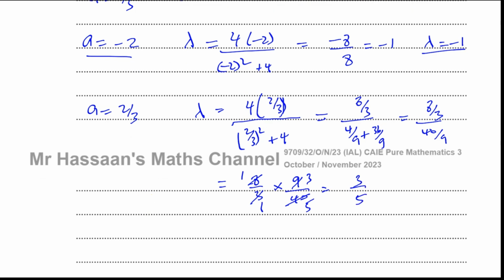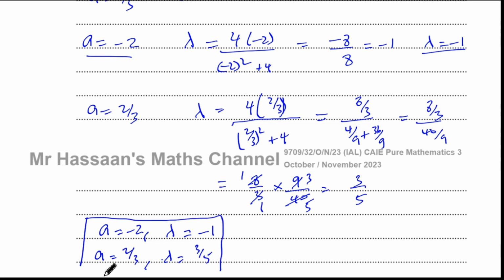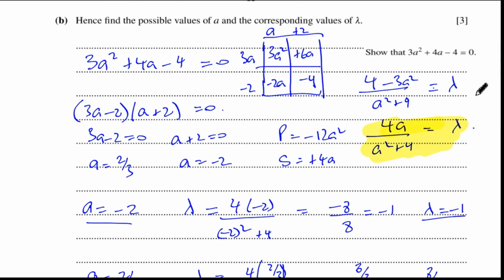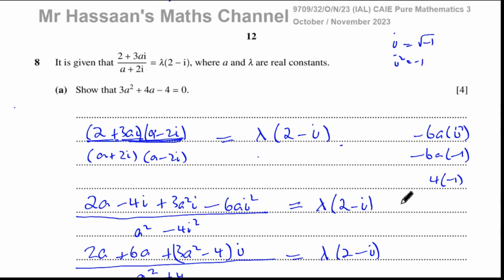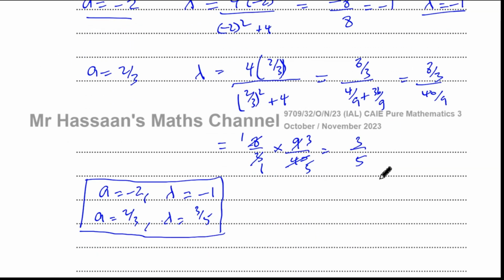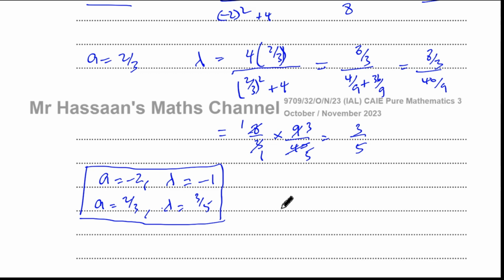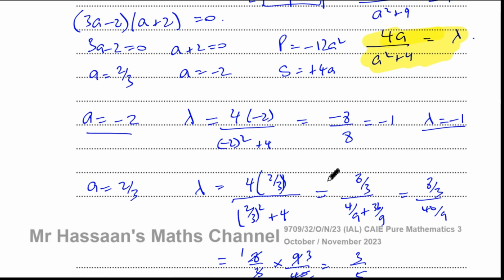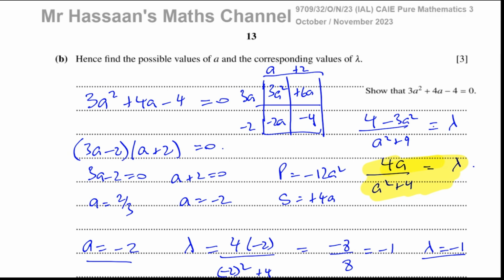Okay, so we have our pairs of values. We know that when a equals negative 2, lambda is equal to negative 1, and when a is equal to 2/3, then lambda is equal to 3 over 5. It doesn't mention that a and lambda have to be positive or negative or anything, it just says they're constants. In the beginning of the question, it says a and lambda are real constants. As long as they're real numbers, it doesn't matter if they're fractions, negative, positive. So that's the answer to question 8, part B.